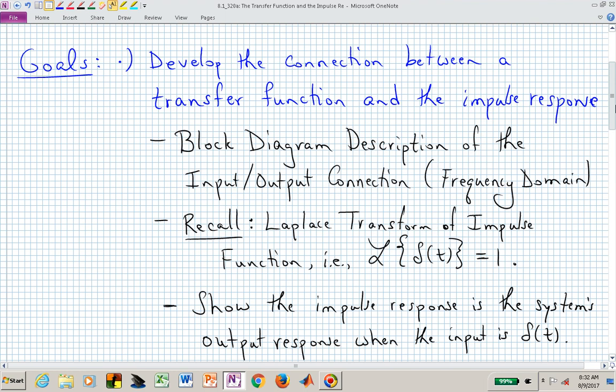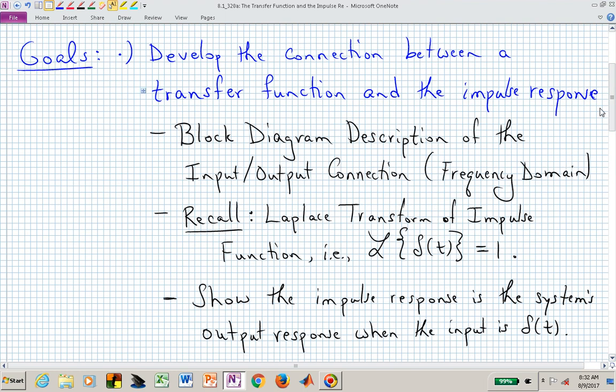What we want to do today is develop the connection between a transfer function, which we've been looking at, and what we know how to do. We can find a transfer function given a circuit. In subsequent educational experiences, we will be able to associate transfer functions with many different systems. That's a very powerful concept. Now we want to establish the connection between the transfer function and the impulse response.